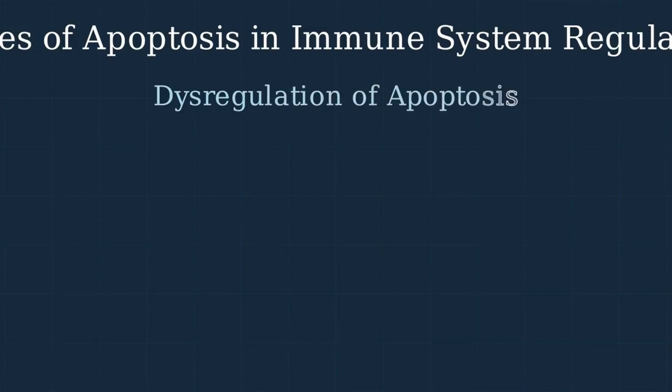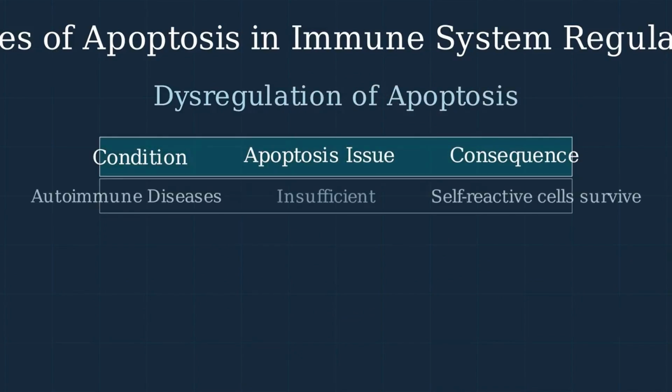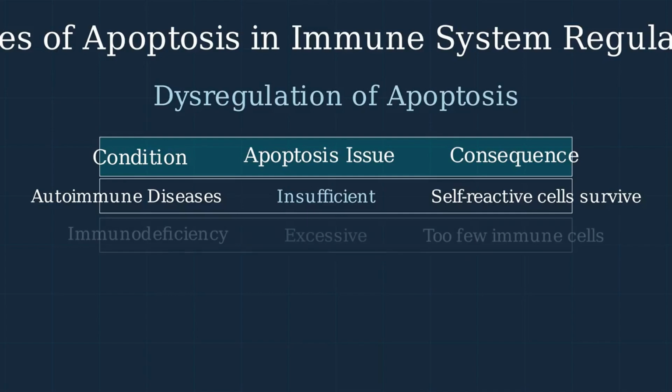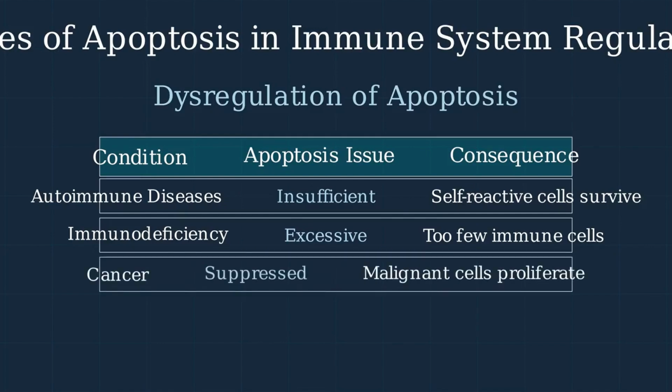Dysregulation of these apoptotic processes can lead to various immune-related diseases. Insufficient apoptosis of self-reactive immune cells can result in autoimmune diseases where the immune system attacks the body's own tissues. Excessive apoptosis of immune cells can cause immunodeficiency, reducing the body's ability to fight infections. When apoptosis fails in abnormal cells, it can contribute to cancer development, allowing malignant cells to continue proliferating.